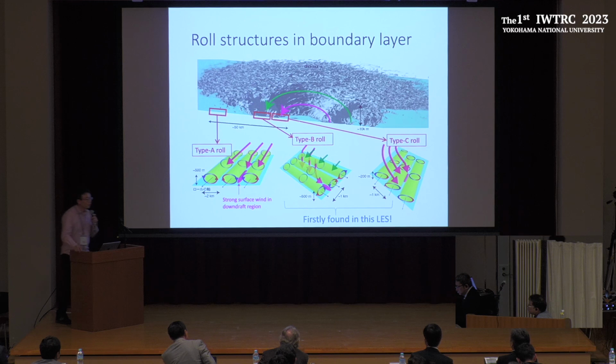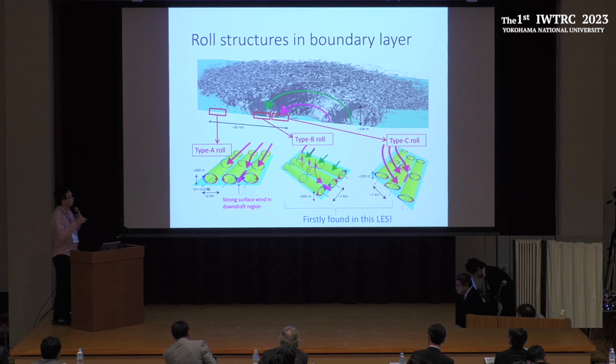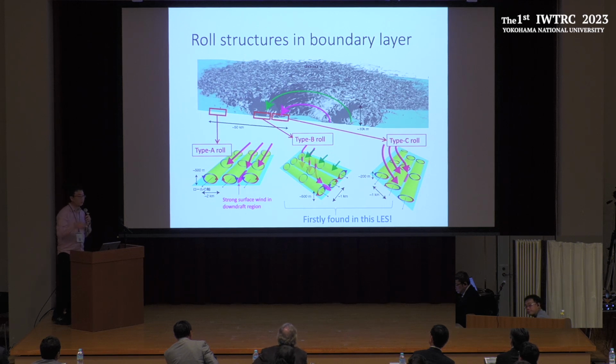So this conceptual figure shows the characteristics of the 3 kinds of roll. Depending on the radius, we find rolls whose orientation to the tangential winds is different. And the type A roll has been observed by many observational studies, including the Wurman and Winslow paper. But types B and C near the TC center were first found in the LES because there have been no observations beneath the wall cloud.